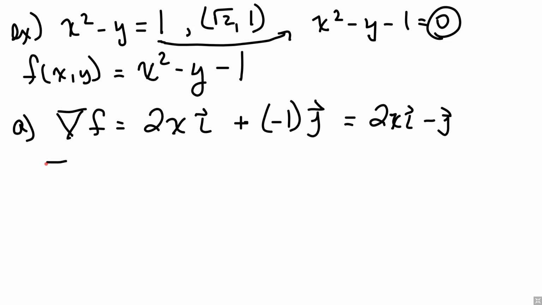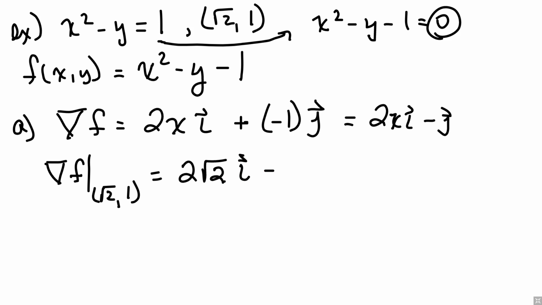So now I'm going to evaluate the gradient at the point square root of 2 comma 1. If I evaluate it at the point, that means I'm going to have 2 times the square root of 2 in the i direction minus 1 in the j direction. Any questions?